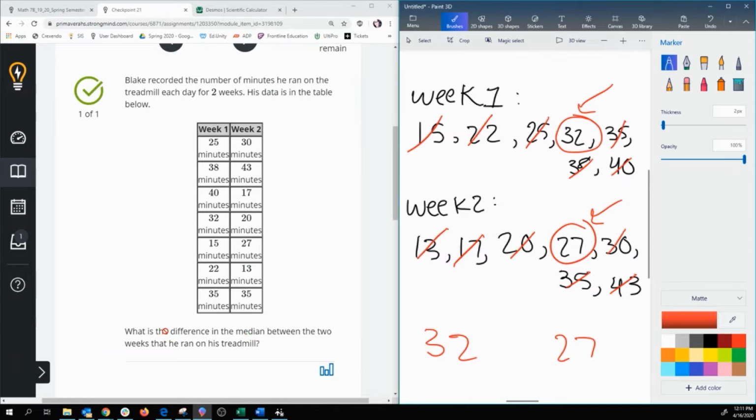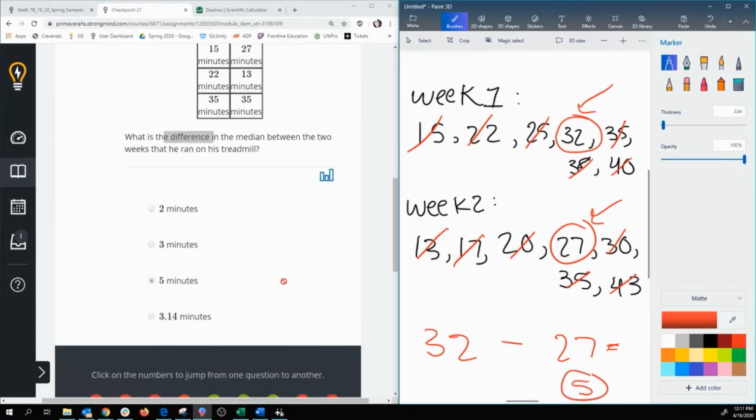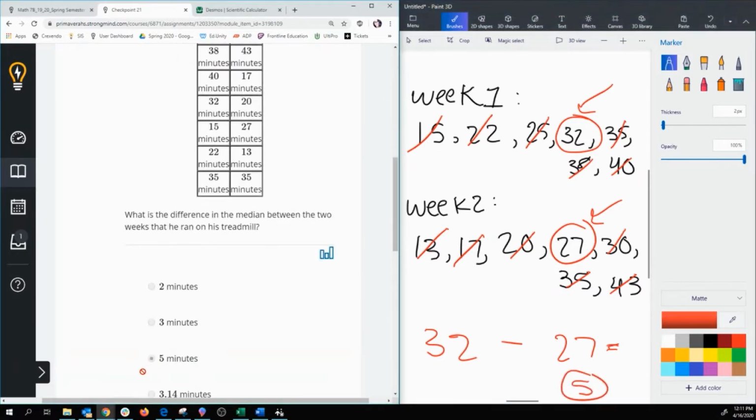If I'm asked what is the difference between these, difference is telling me to subtract them. So all I need to do is subtract these two numbers. And when I do 32 minus 27, I get 5. So the difference in his 2 medians from this week is 5 minutes.